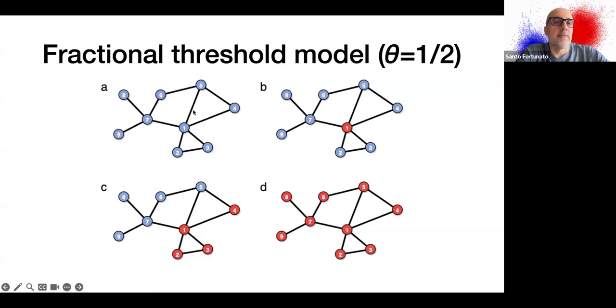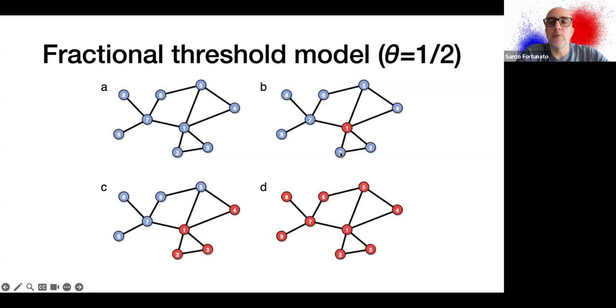This is my network, very simple as you see, and this is my initial condition. The only influence I have at the beginning is node 1. So the threshold is 1/2. This is a fractional threshold model. In order to switch to the active state, I need to have at least half of my neighbors in the active state. This is the case for nodes 2 and 3, because 2 has only 2 neighbors, and one of them is 1, which is exactly half of its neighbors.